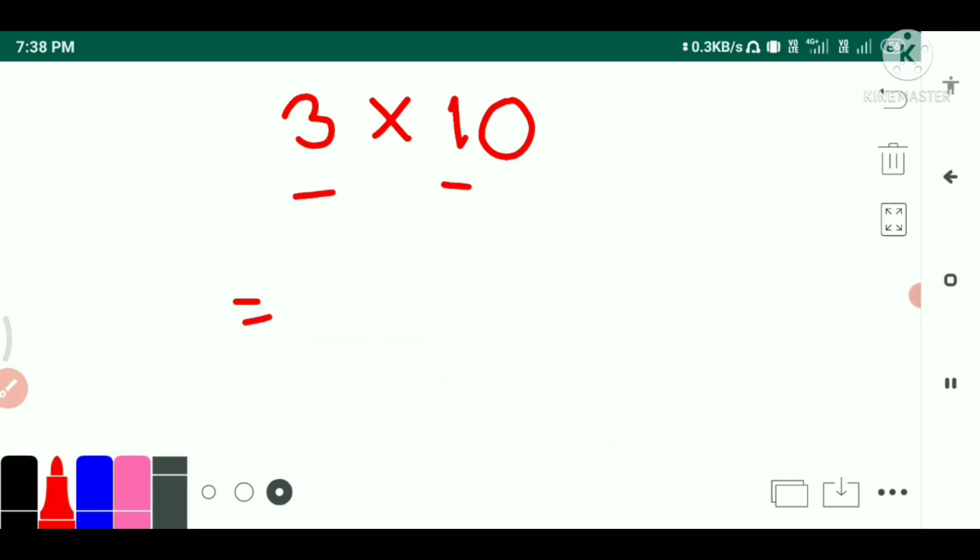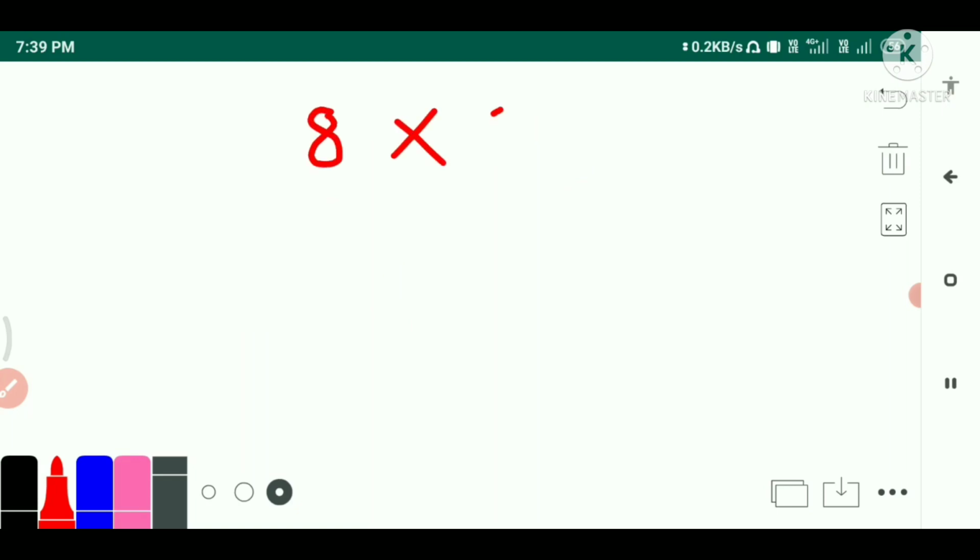So first of all we'll multiply the numbers. 3 into 1, how much will it be? 3, right? After writing the answer, we'll put the 0. Here there is one 0, so we'll put only one 0 with 3. So our answer will be what? 30. Now for example, if I write another number like 8 multiplied by 30.